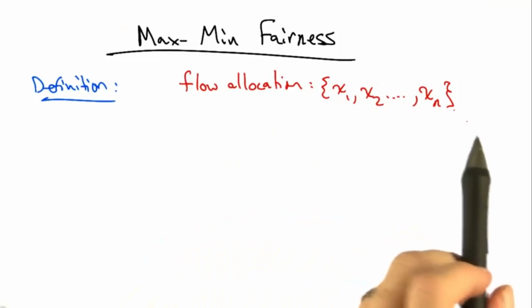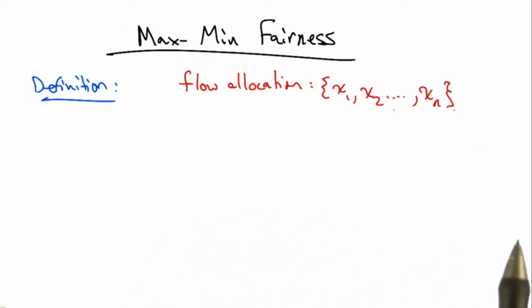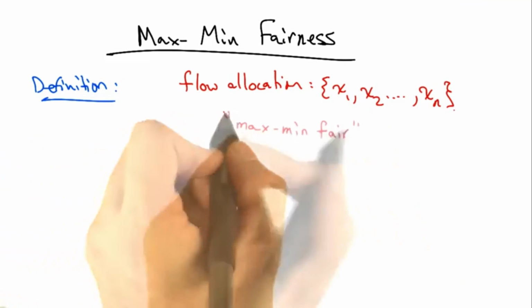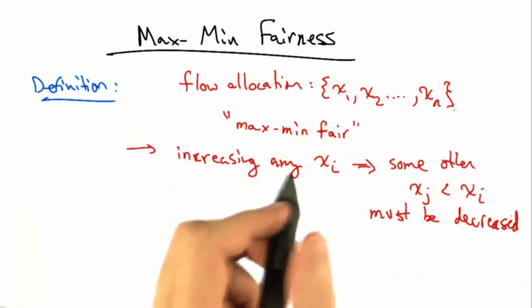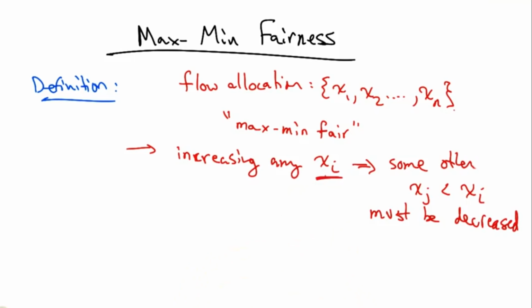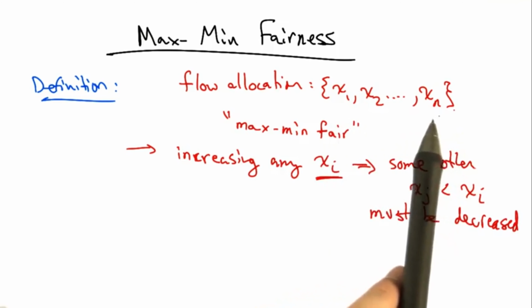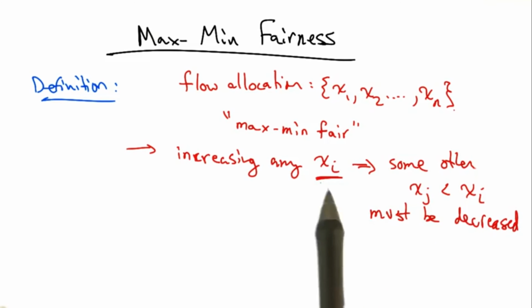Now, to define max-min fairness, let's first assume that we have some allocation of rates across flows xi. Now, we say that this allocation is max-min fair if increasing any rate xi implies that some other xj that is smaller than xi must be decreased to accommodate for the increase in xi. So in other words, the allocation is max-min fair if we can't make any one of these flow rates better off without making some flow rate worse off that's already worse than the flow rate xi.